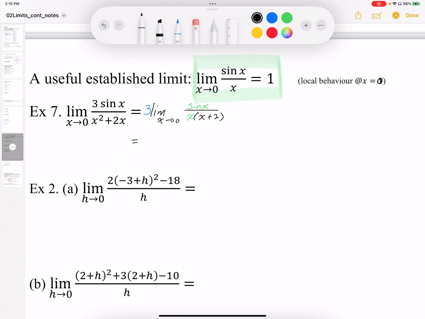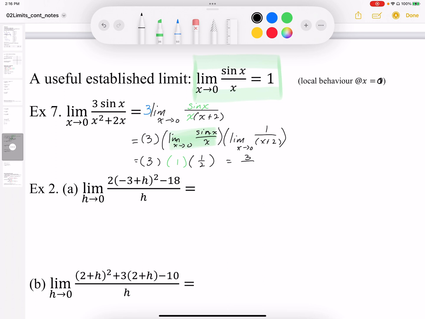So here we're then going to split this up. I'm going to end up with my 3 times the limit as x approaches 0 of sine x over x. That's our identity here. And then we also have the limit as x approaches 0 of 1 over x plus 2. And we know that from our limit properties, we can split these up. So we end up with 3 times that limit, and the limit of sine x over x is equal to 1. And then we can evaluate this limit as x goes to 0. It's going to be 1 over 0 plus 2, or 1/2. And so our limit ends up being equal to 3 over 2.